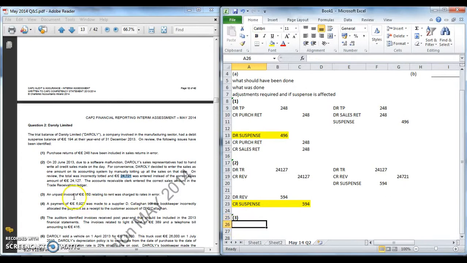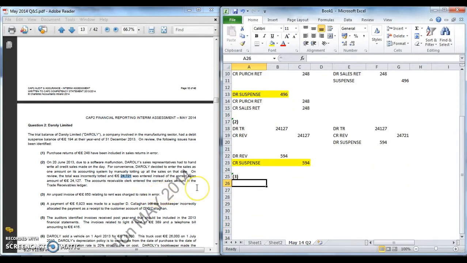Part 3 then says an unpaid invoice of $850 relating to rent was charged to rates in error. So what should have happened would have been debit rent $850, credit trade payables, because remember it's unpaid, $850 in your current liabilities. What actually happened was it debited rates $850 and they credited trade payables $850. Okay, so actually there's no adjustment here for suspense. You only have to make the adjustment for the rent and rates to swap them around.